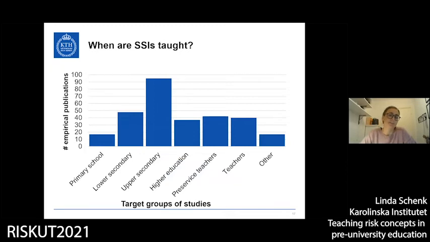We also looked at the ages these SSI teaching sequences or empirical investigations targeted. And as you see, it's all over the full span from primary school to university level, and also in-service teachers in some cases. But most commonly it is in upper secondary school or high school that we implement this kind of teaching.